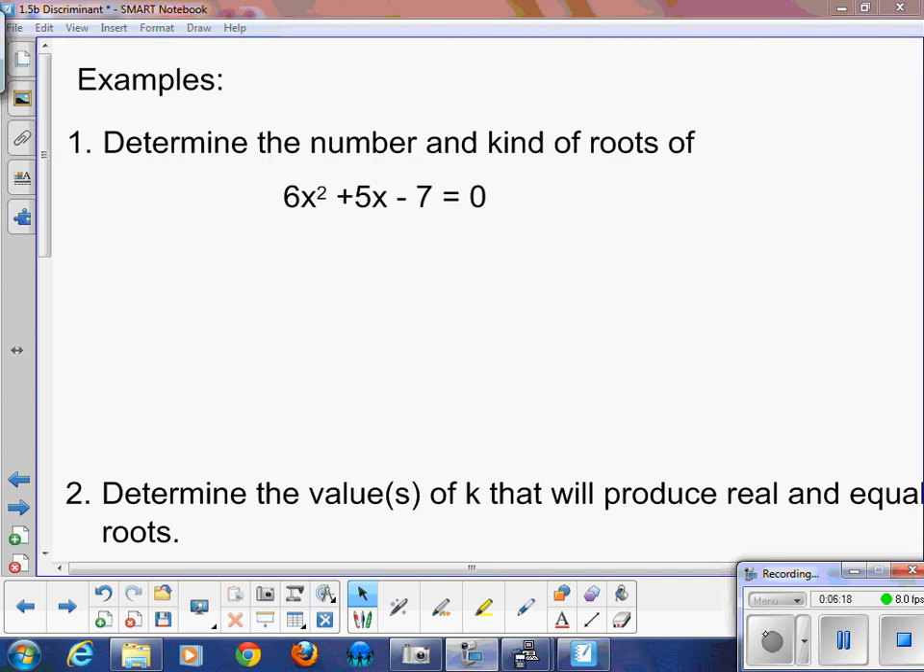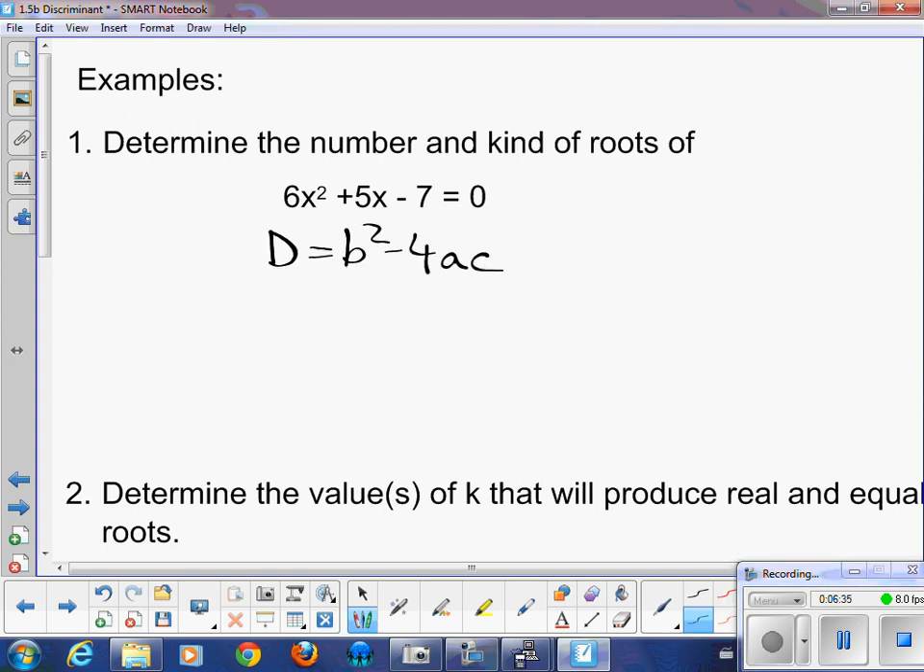So the types of questions that you would be asked, one very basic one is determine the number and kind of roots. You might even say determine the discriminant and then state what kind of roots you have. Either way, it'll be a question similar to that. So I'm going to start with the discriminant, b squared minus 4ac. I'm going to substitute in my values for a, b, and c, and then actually do my calculations.